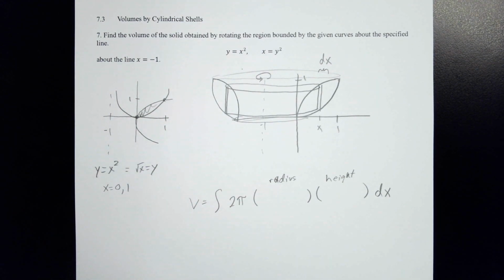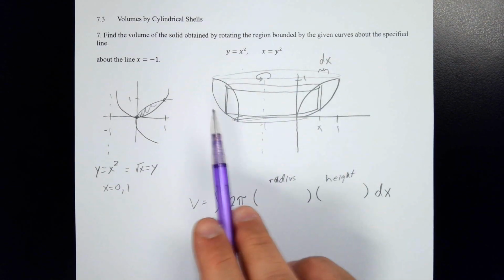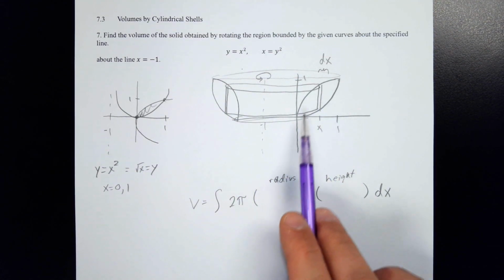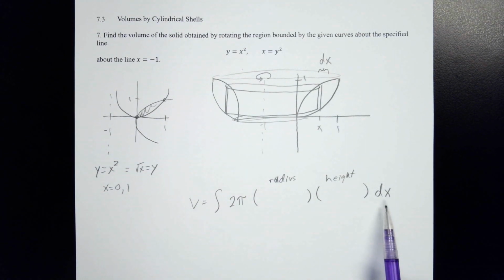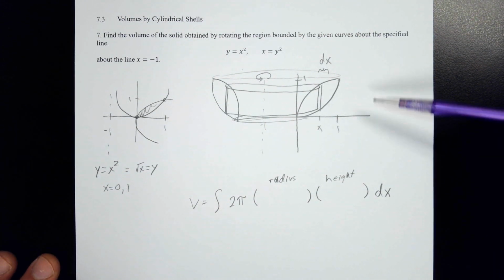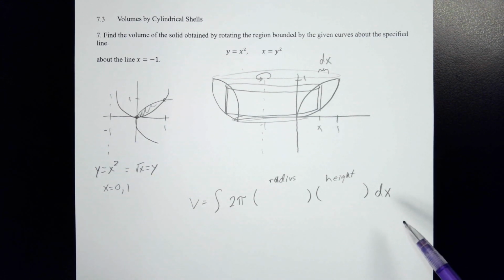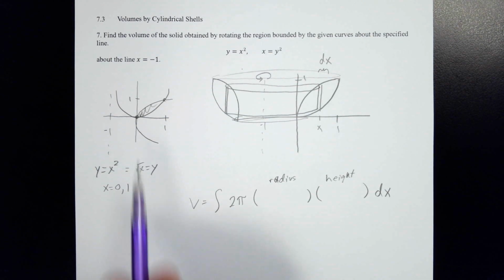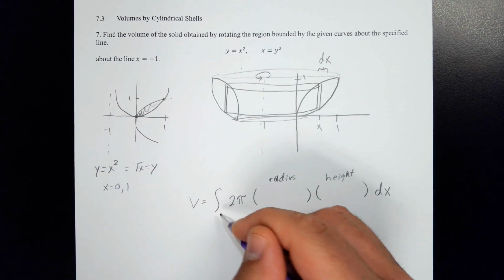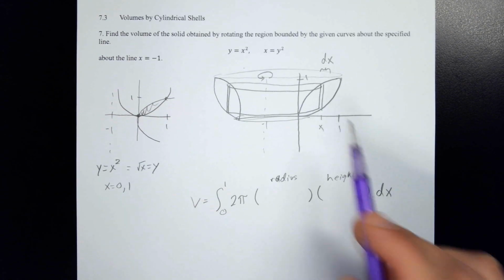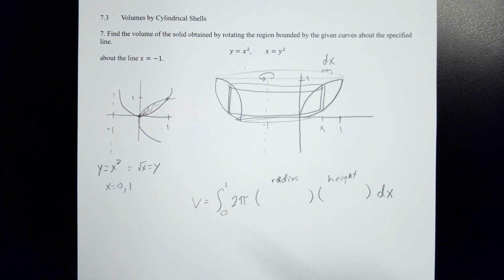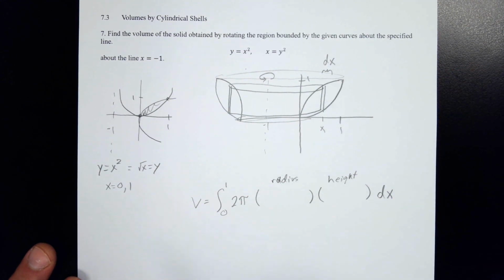A good trick is that if you're using the shell method and you're revolving around a vertical line like the y-axis or x equals -1, then it's dx. If we were revolving around the x-axis or another horizontal line, then it would be dy. This is the opposite of the trick for the disk and washer method. Okay, so here we're going to try to figure out what the height and the radius of this shell are with respect to x. First of all, for this region, x is going from 0 to 1. So I know what those limits of integration are, because x goes from 0 to 1. Coincidentally, y also goes from 0 to 1, but here we're doing it with respect to x.